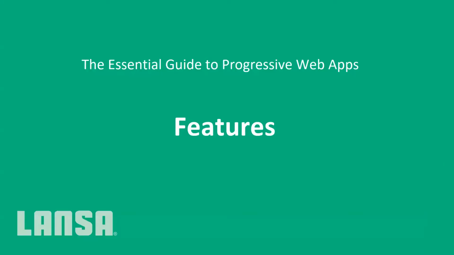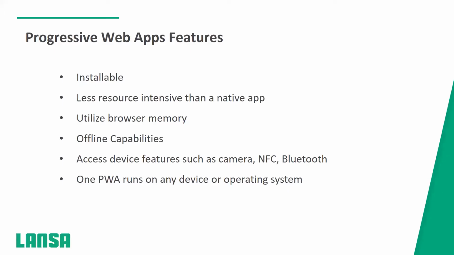So let's look at features now. What features make a progressive web app? A progressive web app is installable. It is less resource intensive than a native app, and we'll go over both of those in a little further detail. It utilizes browser memory, so it has access to browser memory, and it can utilize that, especially with the next feature, offline capabilities.